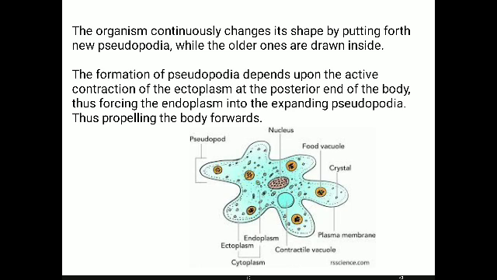As I told you, amoeba, while moving from one place to another, extends its body like finger-like projections. Once it extends its body, the endoplasm will flow into these finger-like projections, so that the body moves forwards. The formation of pseudopodia depends on the active contraction of the ectoplasm at the posterior end and the forcing of endoplasm into the pseudopodia, which helps in propelling the body forwards.